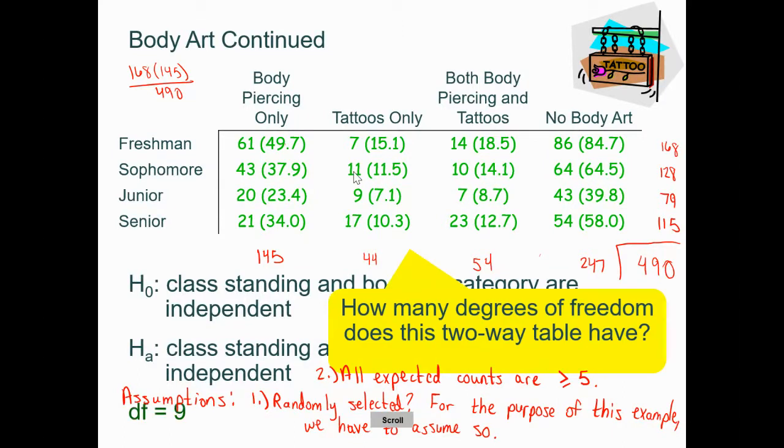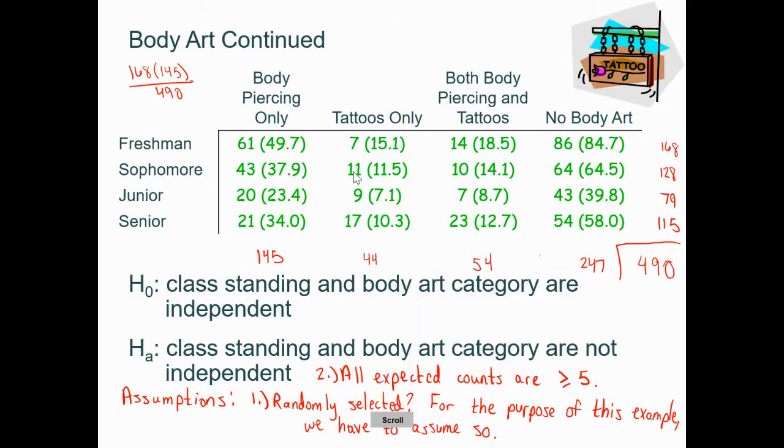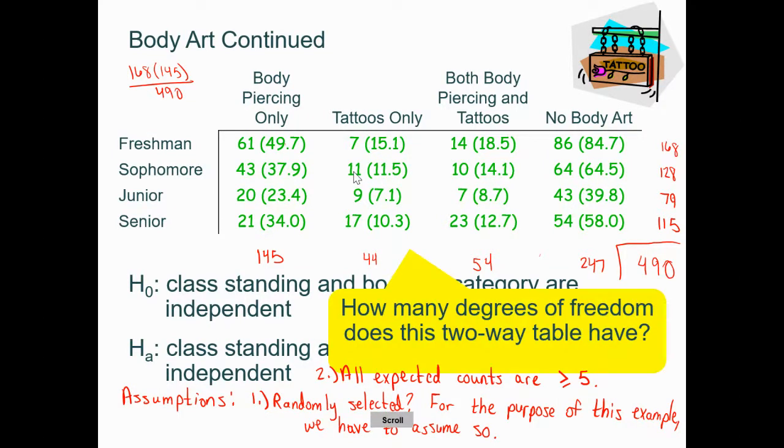Okay, so how many degrees of freedom would this data have? It would be 9, yes. We have 4 columns, 4 rows. So you do 3 times 3, because we have to eliminate one of each. 3 times 3 is 9. This has 9 degrees of freedom.